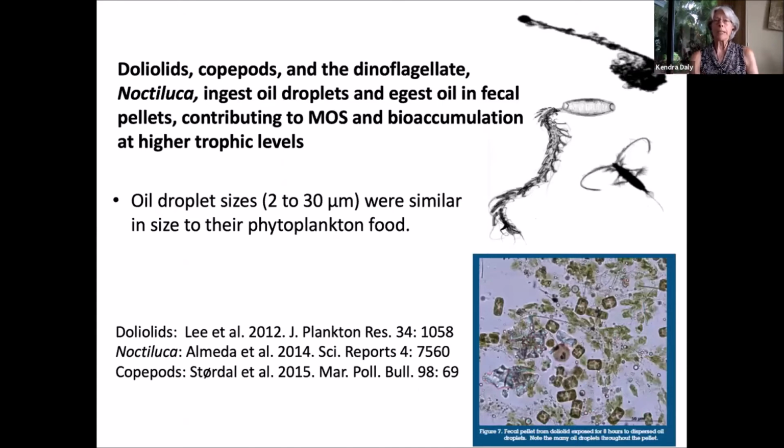And then also, different zooplankton actually ingest oil. Doliolids, which you can see, this barrel-shaped animal, copepods, and small dinoflagellates called Noctiluca, the little globular guys sitting on this marine snow aggregate, are known to ingest oil droplets and then egest oil in fecal pellets, which would contribute to the marine oil snow, as well as bioaccumulation moving up through the food web. And here you can see big fecal pellets that they produce with oil in them.